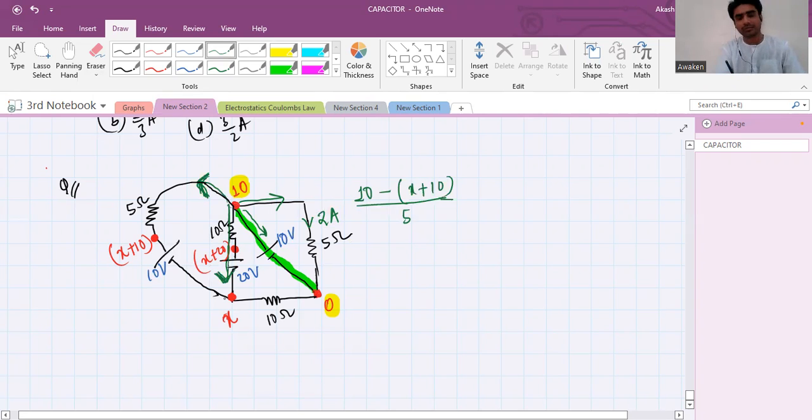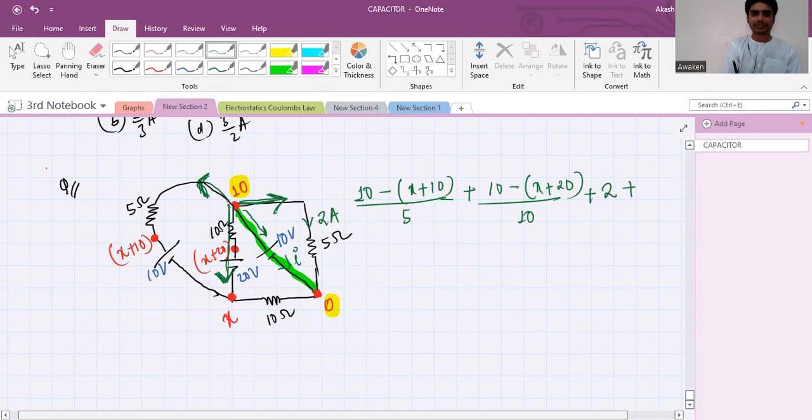Okay, the current flowing in the bottom branch vertically downwards is (10 minus x) plus 20 by 10. Understood? Okay, then the current in the rightmost branch is directly given, 2. Plus, we need to know the current in the green branch. If I assume that the current in the green branch is I, I need to write that in terms of x. Right or wrong?